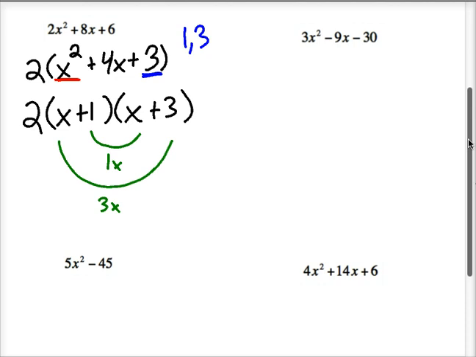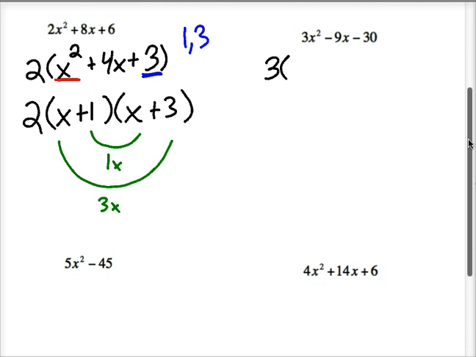Now let's look at the next one. Again, always be cognizant if a number divides out first. 3, -9, and -30. What you might notice is a 3 divides out of each of those. So I'm going to pull a 3 out. And again, dividing out a number does not impact the powers whatsoever. It does not impact the x. I just take it out of each of the numbers.